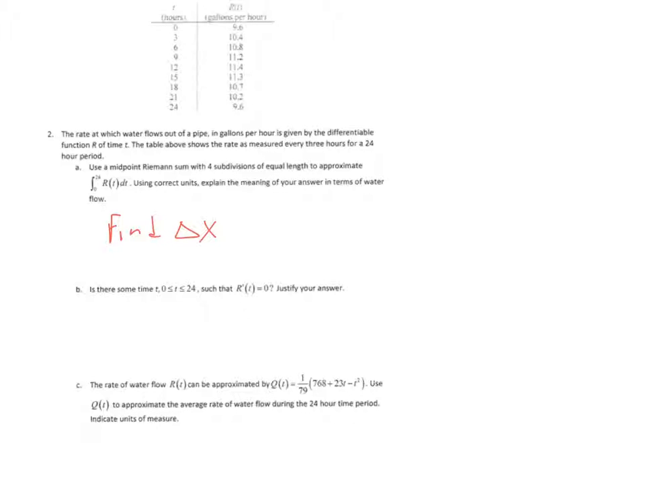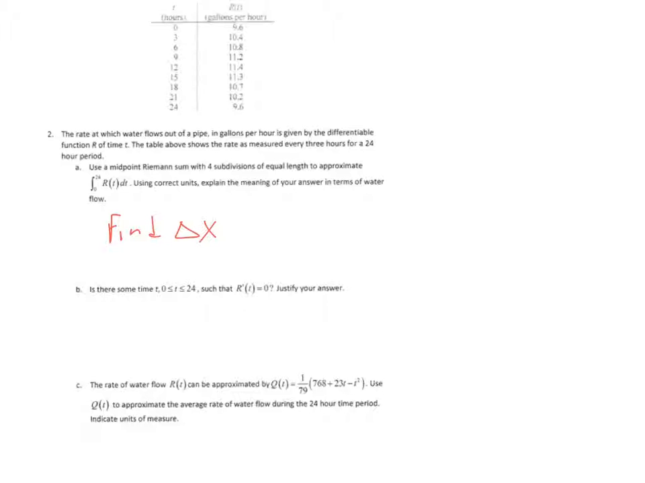Really remember what they're asking for here on this problem is that they want to know, is there some time between 0 and 24 in that day when R prime, the derivative of the gallons per hour, is equal to 0? On that one, you have to justify your answer. There's a lot of different ways you can justify that answer, and a lot of different ways you can approach this one. They're all going to involve some sort of ways that you can approximate R prime.